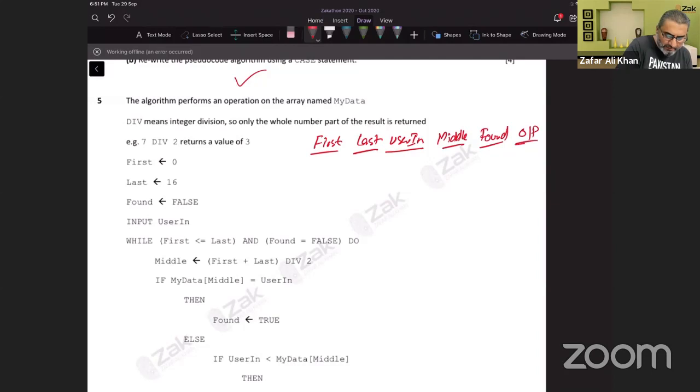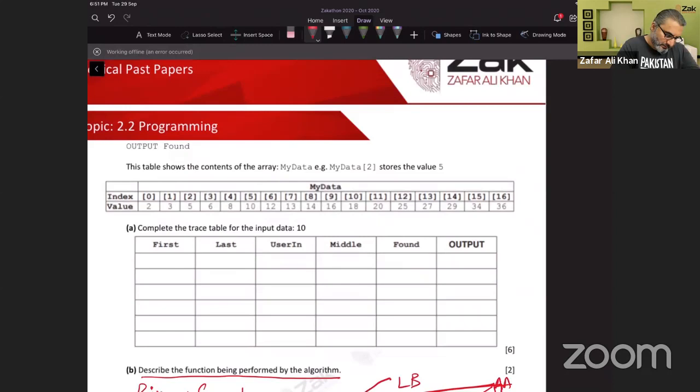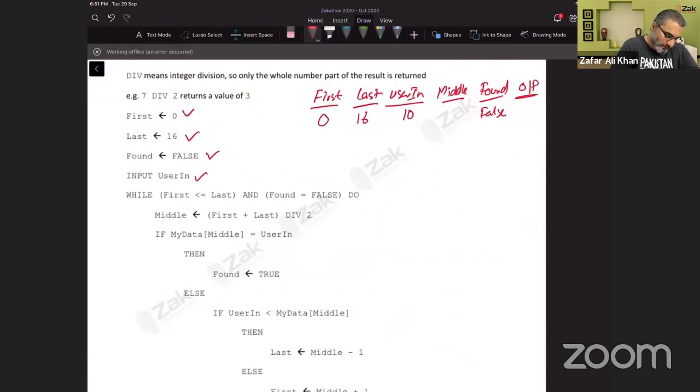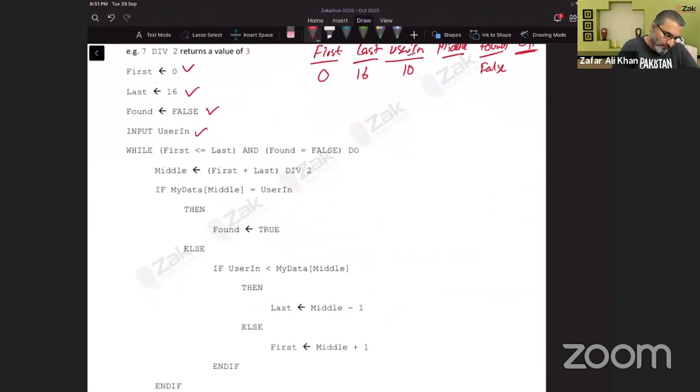First is 0, last is 16, found is false. User input is 10. While first is less than or equal to last, so first is less than last and found is equal to false, both are true. Middle is equal to first plus last, 16, divided by 2, 8. So 8 is middle.